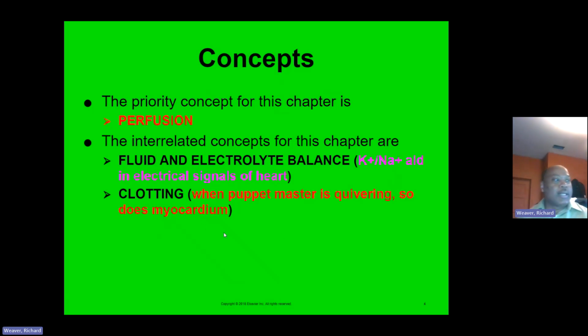And then, of course, clotting is another interrelated concept. Remember, when the puppet master, the electrical conduction system, is quivering or fibrillating, so does the myocardium of the heart muscle. Blood becomes more stagnated, and when it becomes stagnated, it clots. And so these patients can develop blood clots that can move to vital areas, the brain, the heart, the lungs, and cause some really major issues.